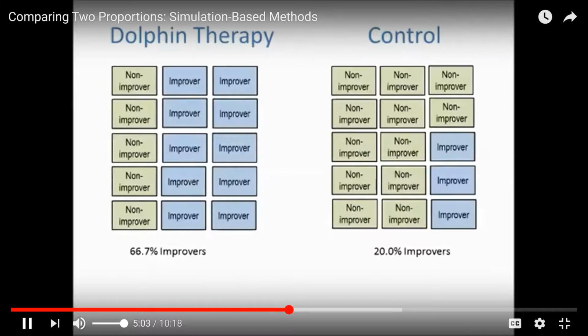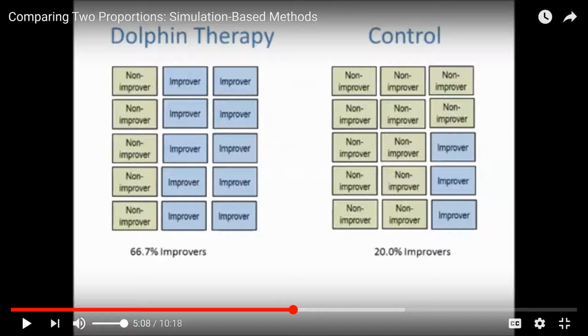Let's try this out. Here are cards representing the results from the actual study. Everyone see this matches your table. Everyone see I got 1, 2, 3, 4, 5, 6, 7, 8, 9, 10 improved in the dolphin, and I got 3 that improved in the control. So this is what actually happened. Right? So we're going to shuffle them up.